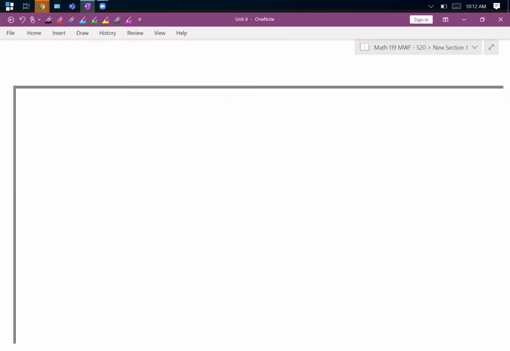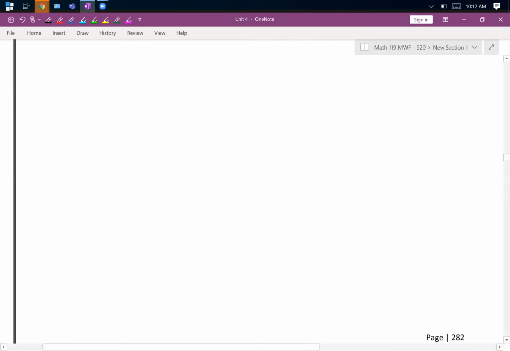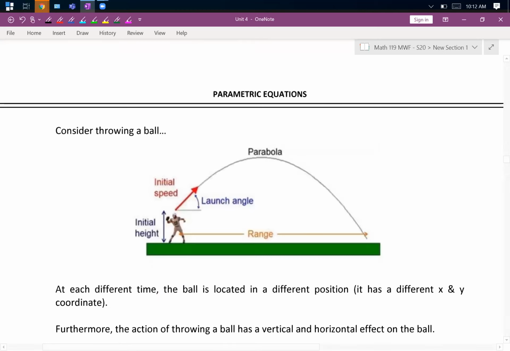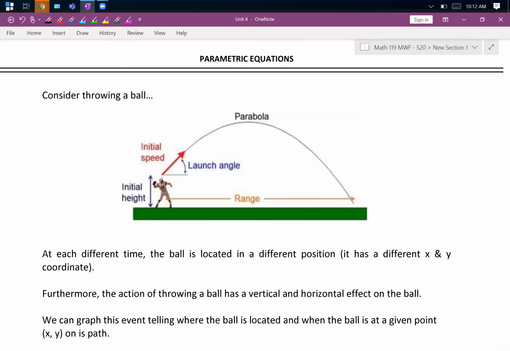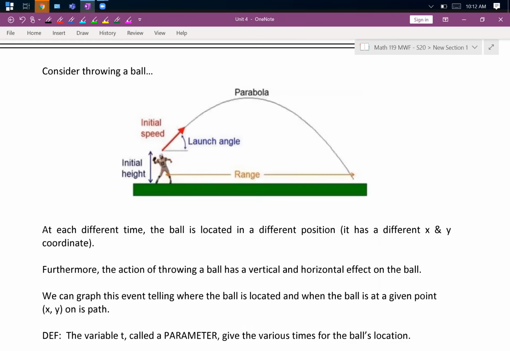The last topic in this whole chapter, we're already almost done with chapter 9, is parametric equations. And this is the exact same thing that we saw in trig. So consider throwing a ball. At each different time, the ball is located at a different position. It has a different x and y coordinate. Furthermore, the action of throwing a ball has a vertical and horizontal effect on the ball.